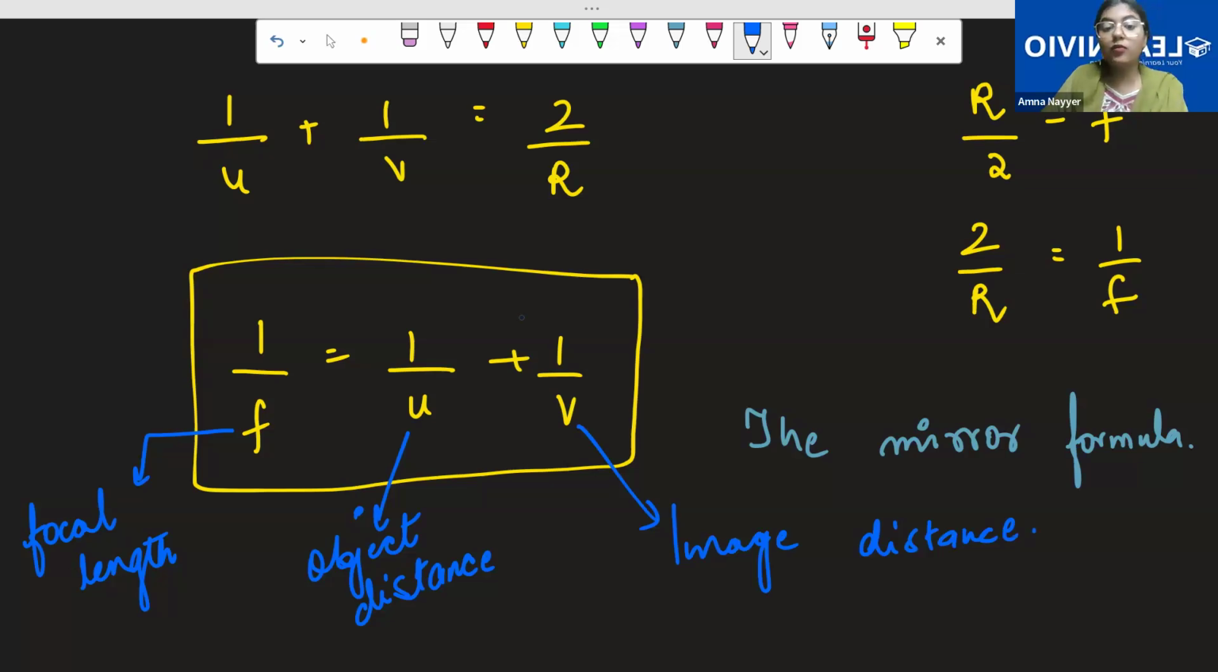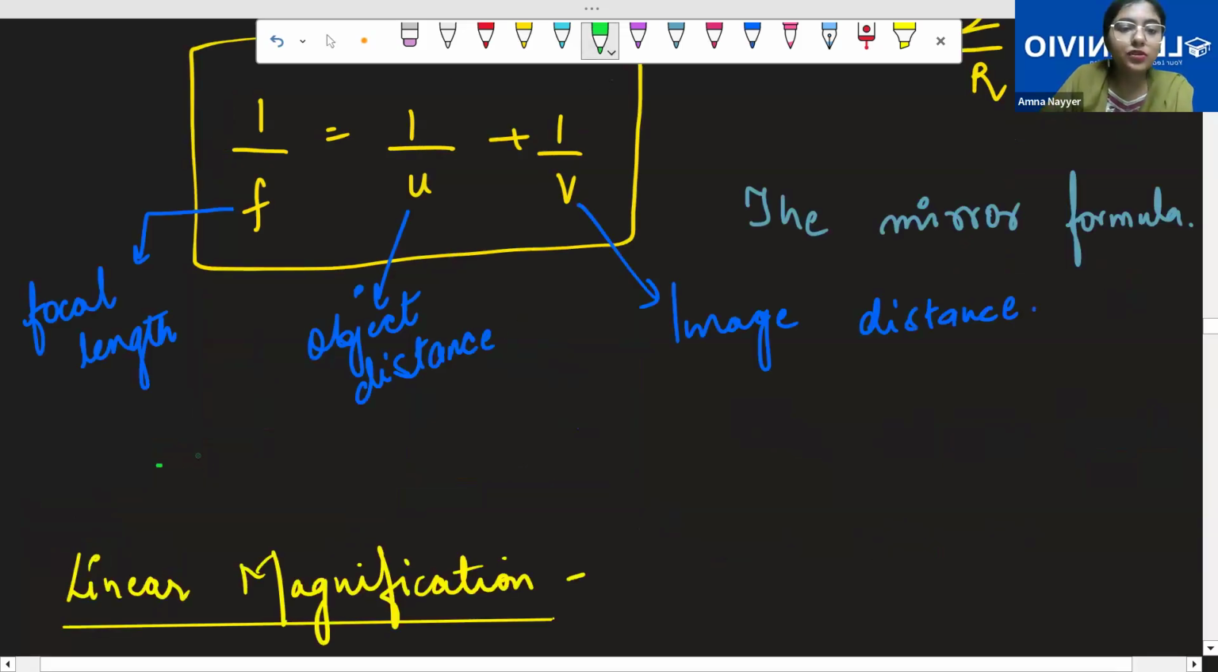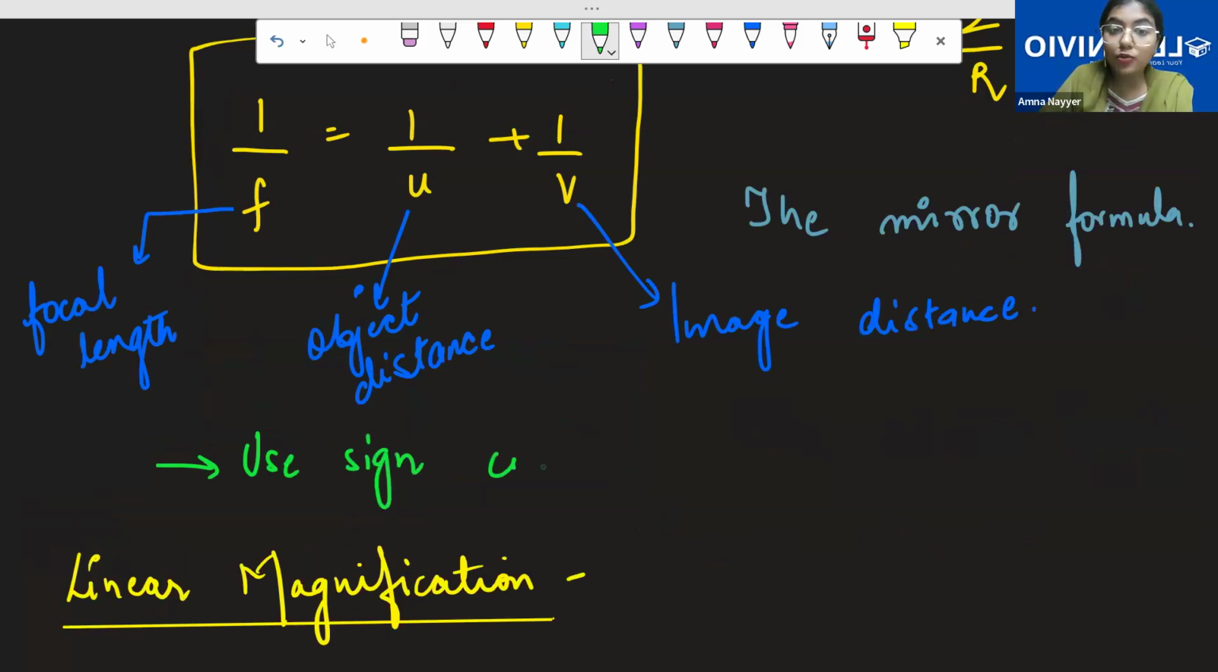Remember one more thing, you have to use sign conventions in this formula. If I get the object at 5 centimeter, I'll use minus 5 here. Use sign conventions in the mirror formula.